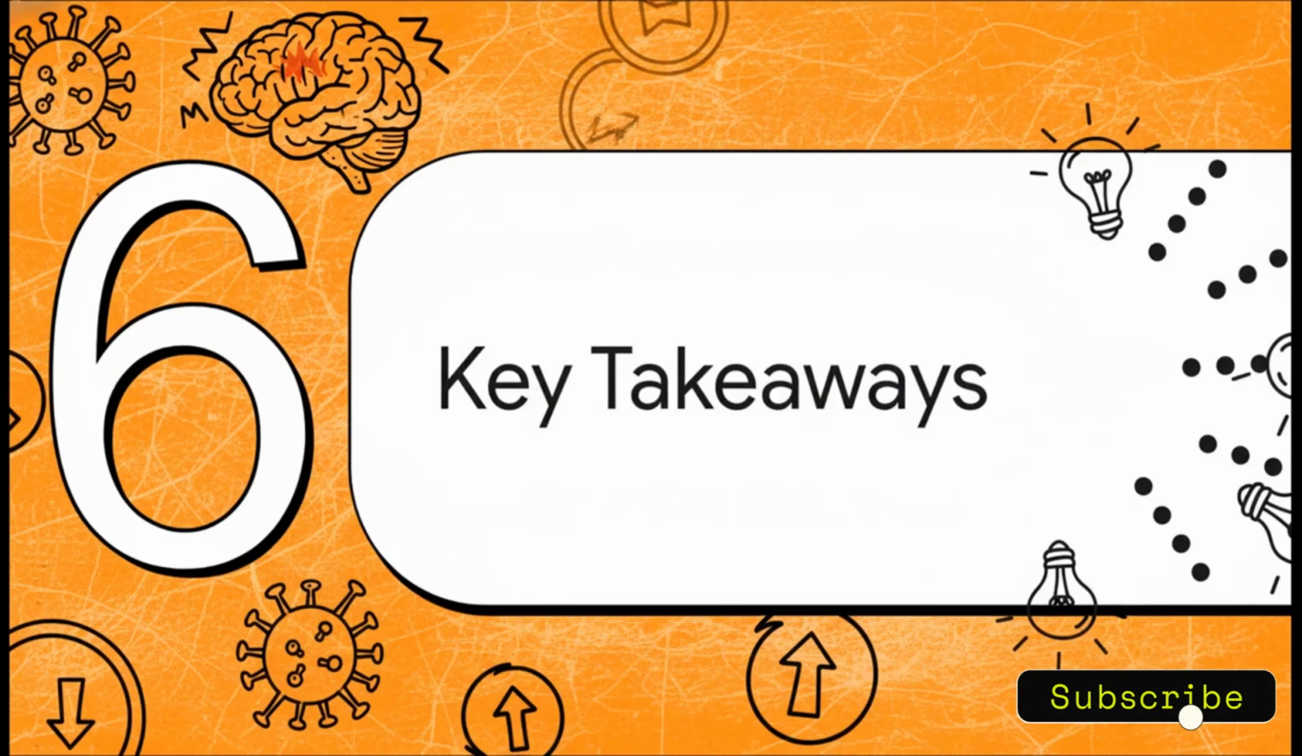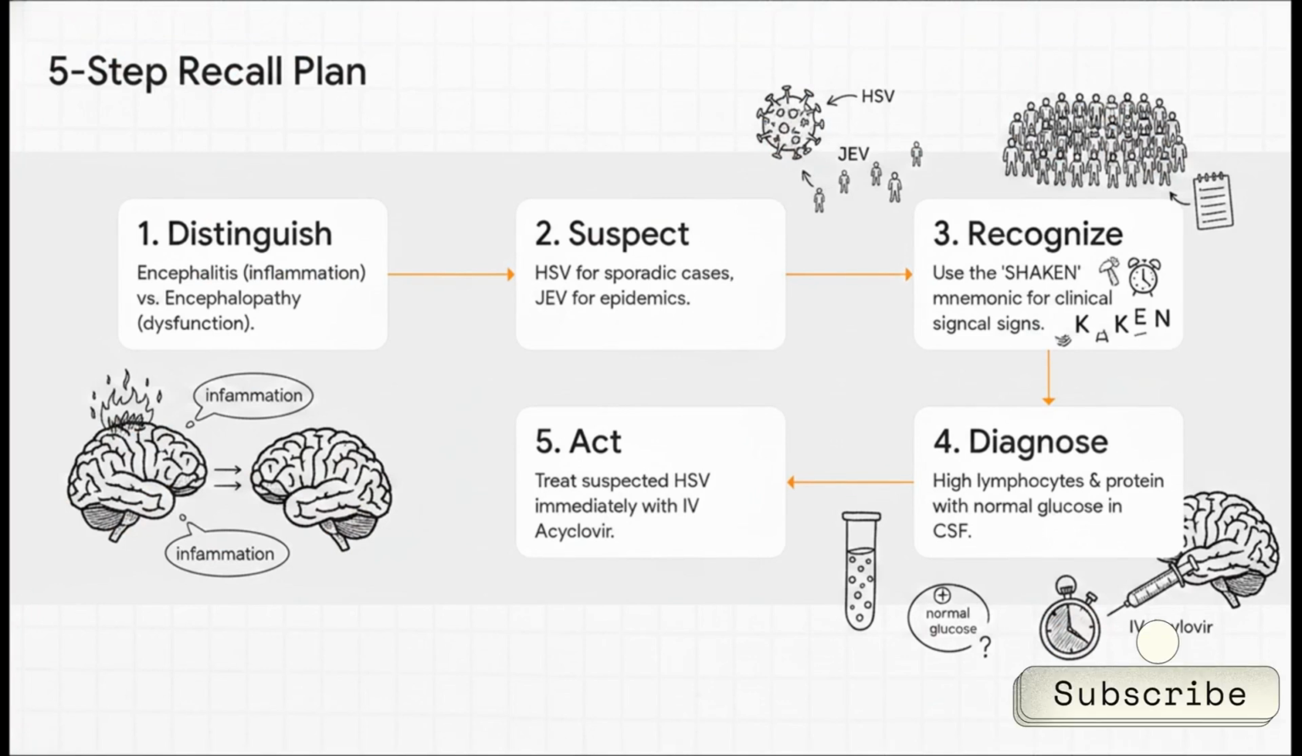Whew, okay, that was a lot. But hopefully it's all starting to click. Let's just do a super quick summary to pull all the key takeaways together. Here's your 5-step plan for any question on this topic. It's your mental checklist. 1. Distinguish encephalitis from encephalopathy, inflammation versus dysfunction. 2. Suspect the right virus. Is it sporadic like HSV or an epidemic like JEV?